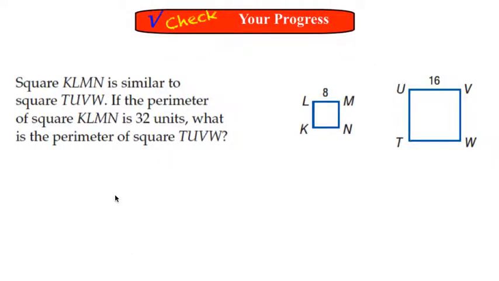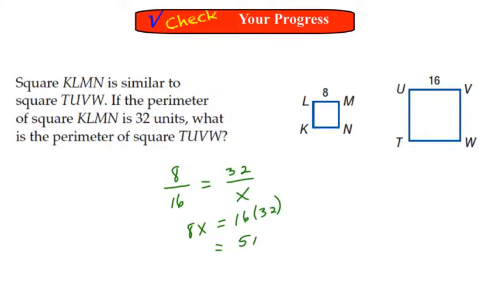All right, hope you gave that a try. If the perimeter of our first square is 32 units, what is the perimeter of the second square? Well, it's the same as the ratio of the sides. So we could say 8 is to 16 as 32 is to x, where x is the perimeter of the bigger square. So 8x is equal to 16 times 32. And 16 times 32 is equal to 512.